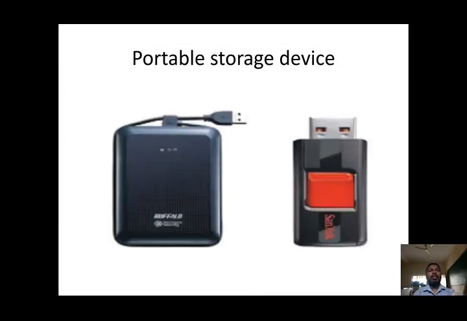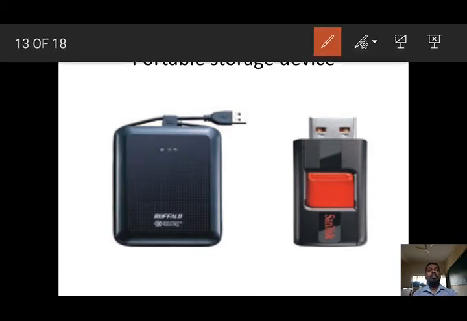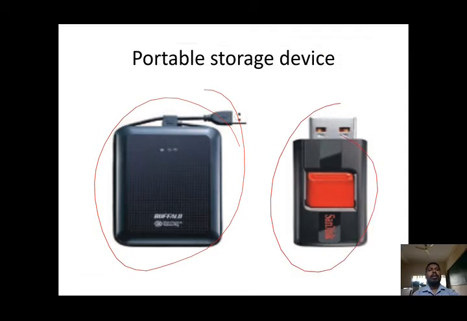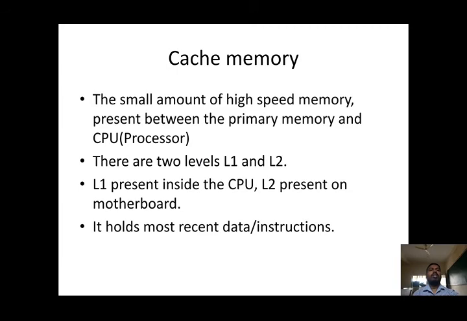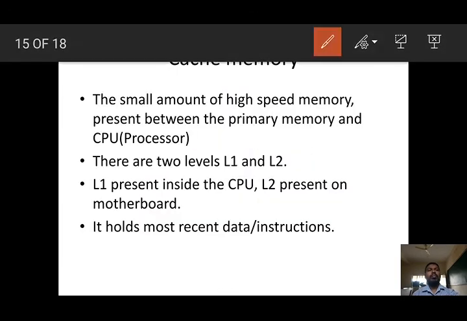to another place. So you can see this is the portable hard disk, external hard disk. This is a pen drive and this is a memory card. So these are all portable devices. Next, cache memory. Dear students, this cache memory is important for second PUC also. So keep it in your mind.